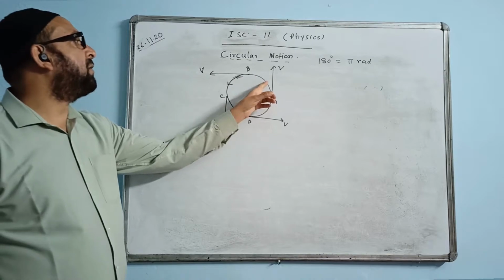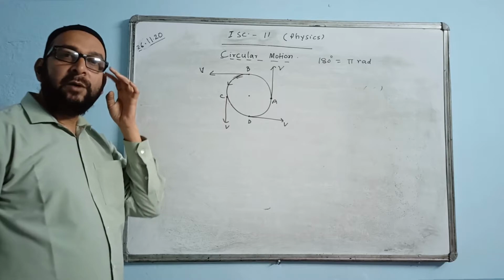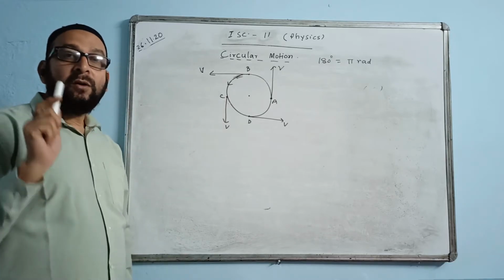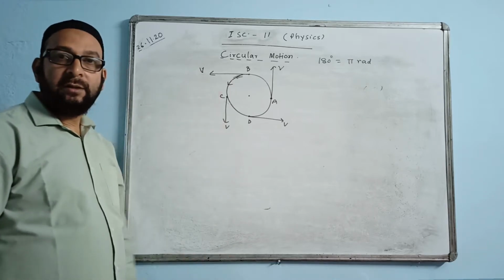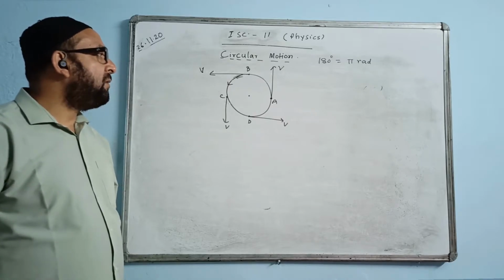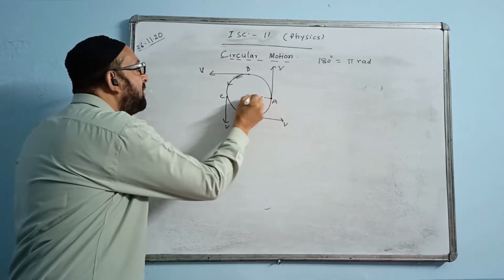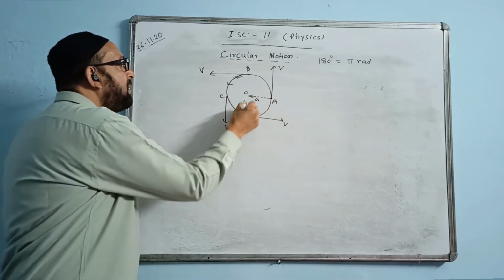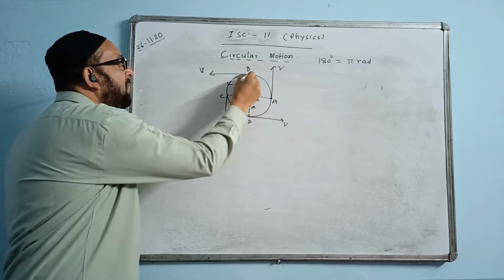At any point, the direction of the tangent gives you the direction of velocity. Because of the changing direction of velocity, there will be an acceleration acting on it. That acceleration direction will always be towards the center. Acceleration will be acting towards the center like this. At every point, the direction of acceleration will be towards the center.